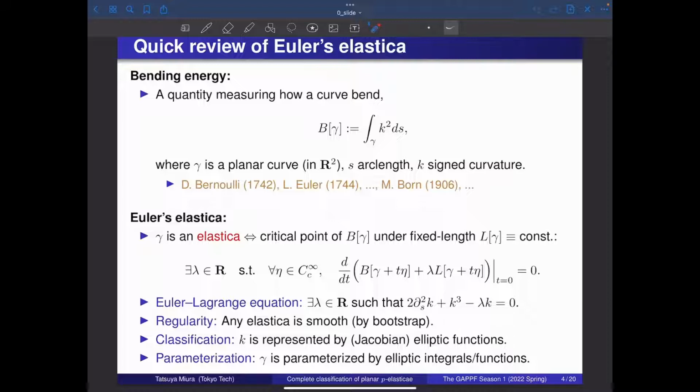So there are many related open problems in this field, but at the level of critical points, the problem of Euler's elastica is already completely solved.